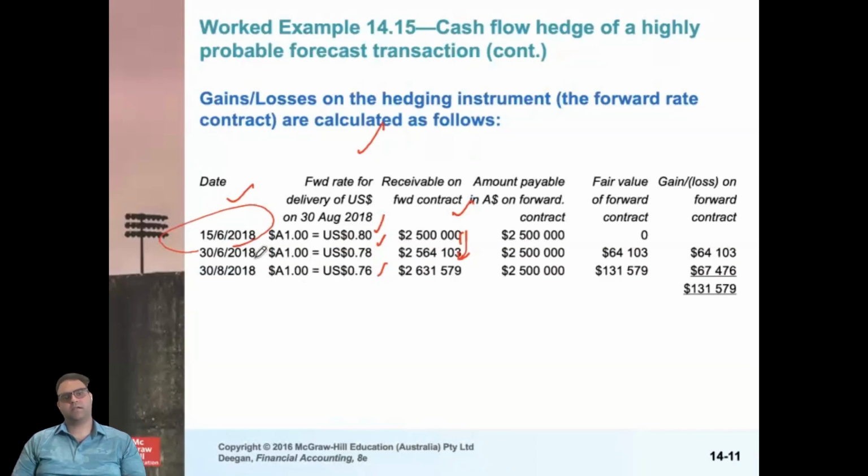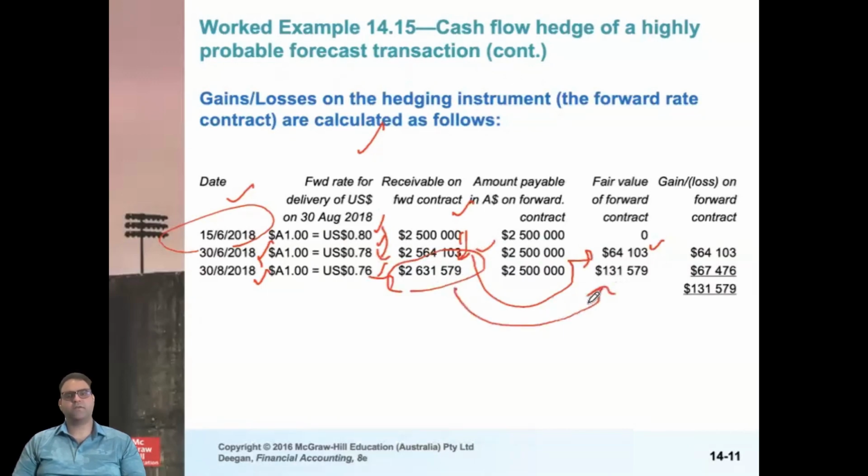Now, if we enter the contract in the future at this forward rate rather than today, what will happen? This rate has increased to 0.76. So if you divide 2.5 million by 0.76, you will get 2.564 million. So there is some sort of profit you have gained on the fair value of the forward contract, which is 64,000. Then going further with the same rhythm, the next is 2.63 million as compared to 2.564 million.